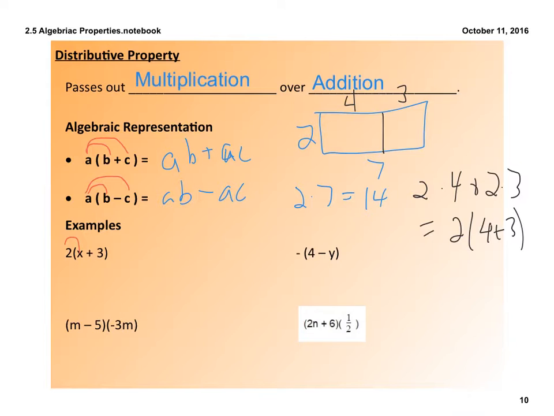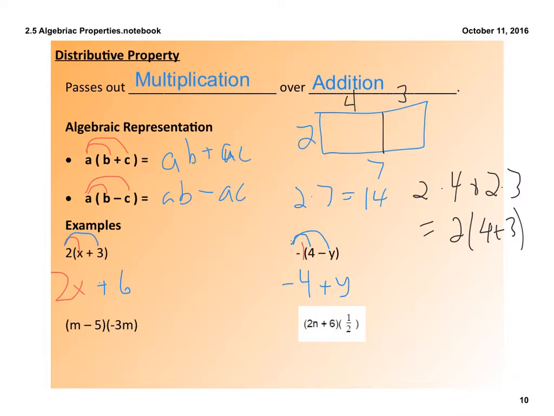So we're doing 2 times x, which is 2x, and we're doing 2 times 3, which is 6, and we're adding the 6. The next one. The negative outside is really a negative 1, and that is what we're distributing. Negative 1 times 4, negative 4. Negative 1 times negative y, positive y.